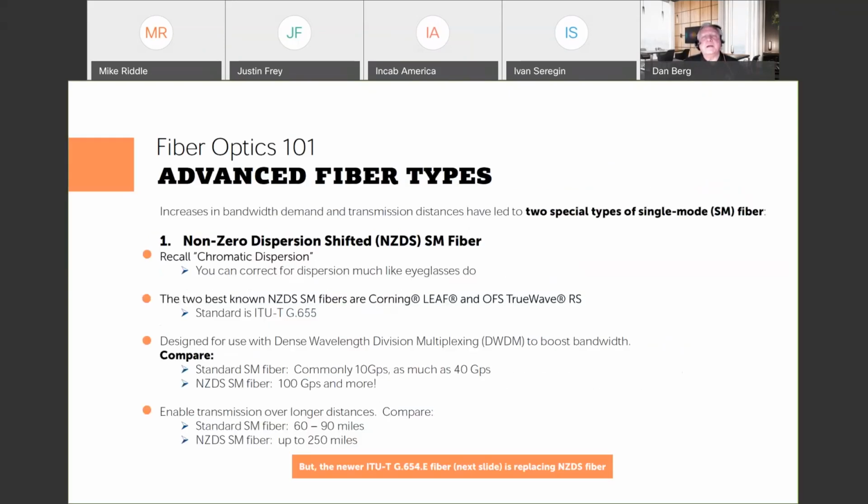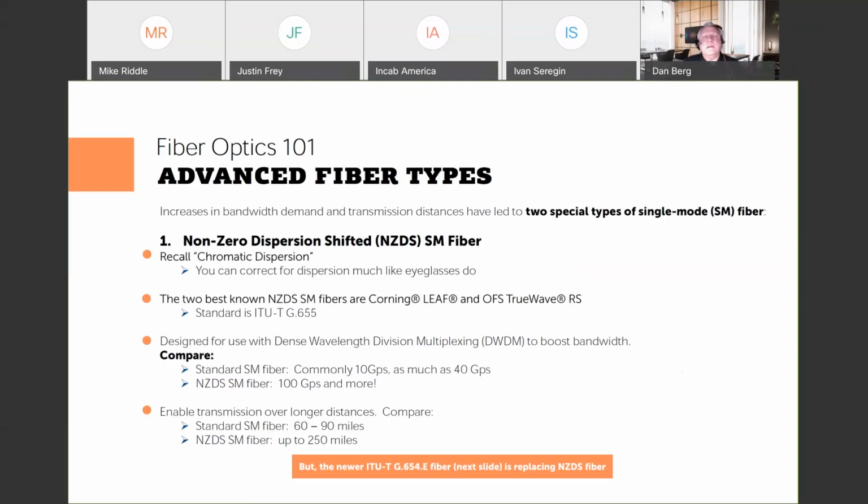We're going to talk about a couple of advanced fiber types. There's some specialty fibers that have been created over the years for certain applications. There was a fiber created for radiation environments. There are fibers created for the military and defense industry. What we're going to talk about here are a couple of fibers for the telecommunications industry.